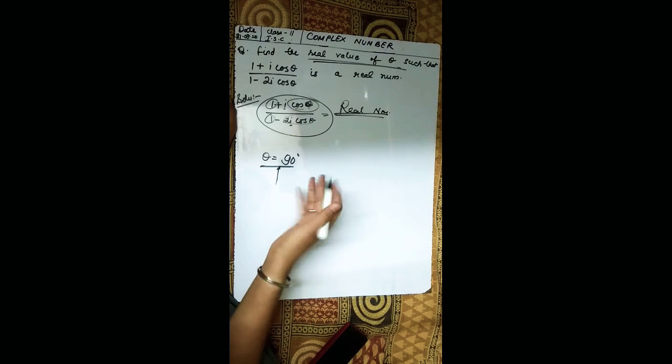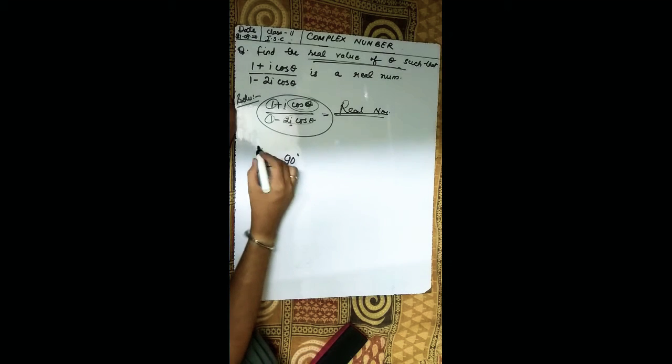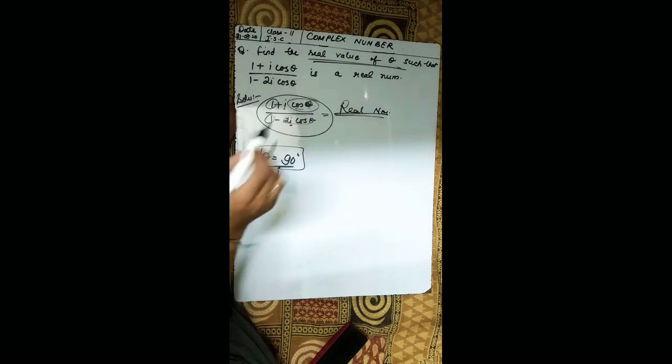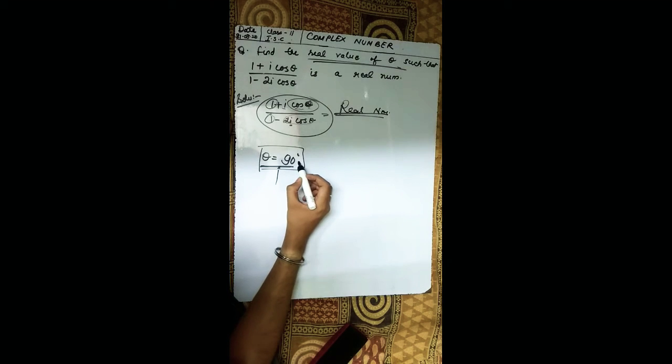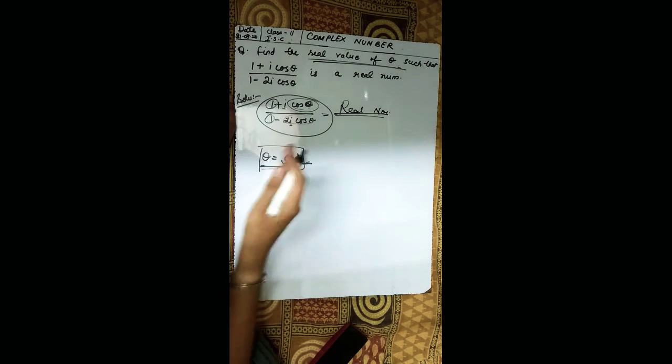This is the real number, this is the real value. So one value can be theta equal to 90 degrees. That means cos 90 is 0. That is why this i will be removed. Now one more thing: not only at theta equal to 90 degrees is cos 0, at other angles also it is 0.